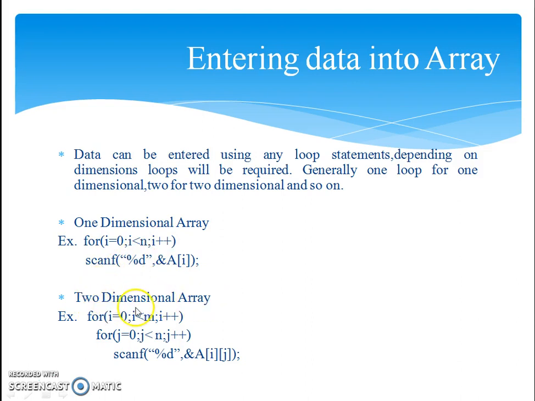In a two-dimensional array, as we have 2 dimensions to be changed, 2 subscript variables to be changed, we need to use 2 loops. Outer loop is for changing the row values, and inner loop is for changing the column values. First, all columns will be over in one row, then it will go to the next row.